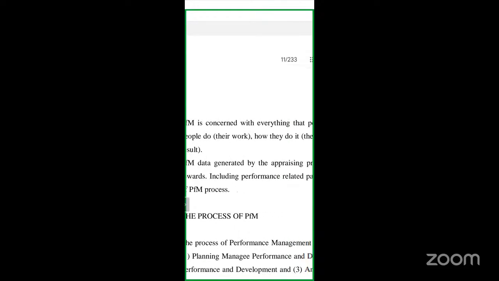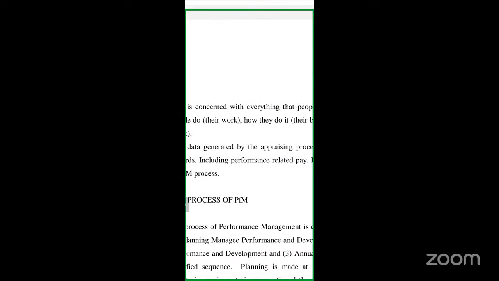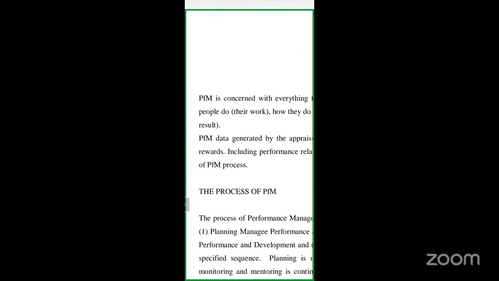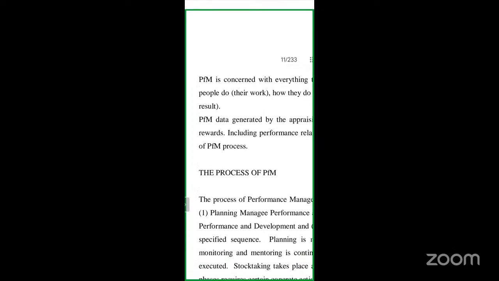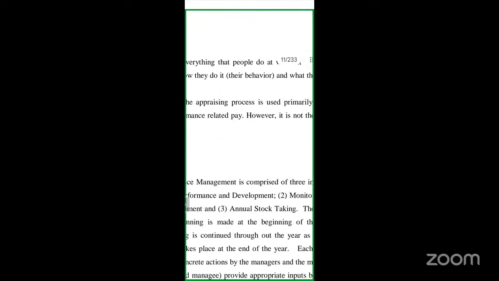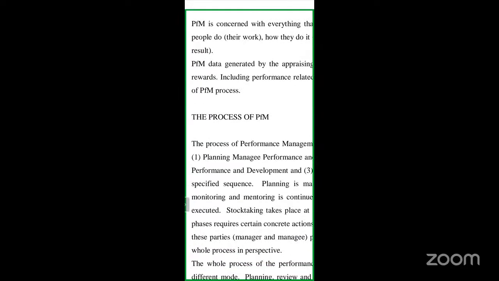Performance management is concerned with everything that people do at work. It deals with what people do, their work, and how they do it, their behavior, and what they achieve, their result. That's what we have seen in the first flow chart: the input variables are given, then the internal processing is done, then the output variables are taken. Means what people do at work is considered in each and every teamwork, and this teamwork is taken into consideration as a group, and this group data will be considered for the final output. Now we see the process of performance management.